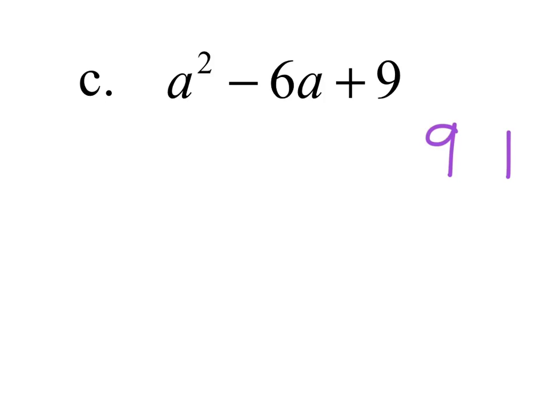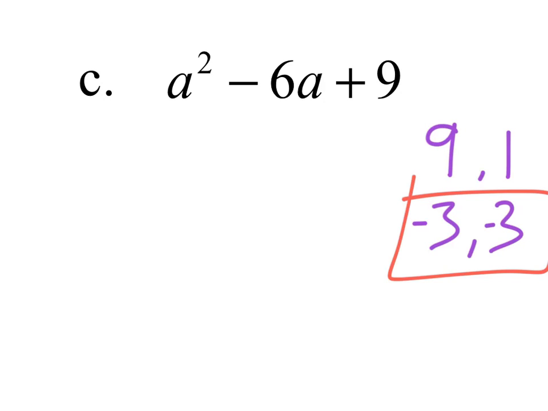Well, 9 times 1 is that pair works, as does 3 and 3. And do either of these combinations add to negative 6a? Yeah, well, if we have negative 3 and negative 3, negative 3 plus negative 3 gives us negative 6. Yeah, that's the combination that we're going to want to work with.